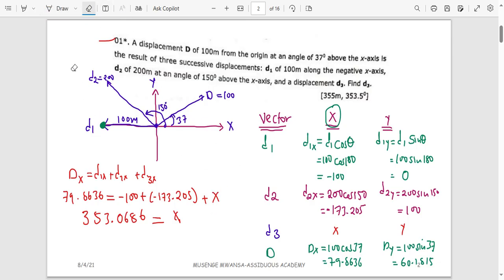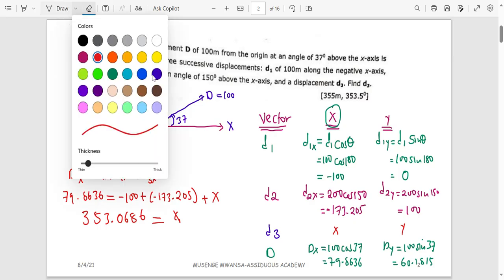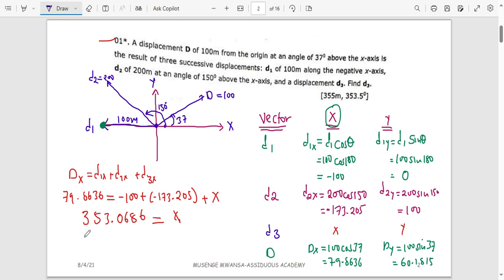And then it is the same way when you want to find the y component of D3. So what do we do? For the y component of D3, we're going to say that dy is equal to d1y plus d2y plus d3y. Dy we found is 60.1815. That is going to be equal to d1y, which is 0. You can see this number here. d2y is 100. d3y is just y. We don't know that. That's the one we're trying to find.